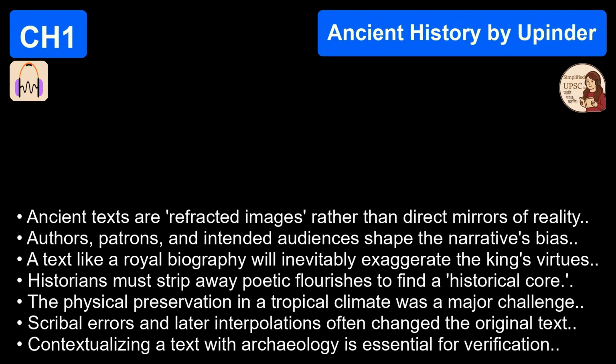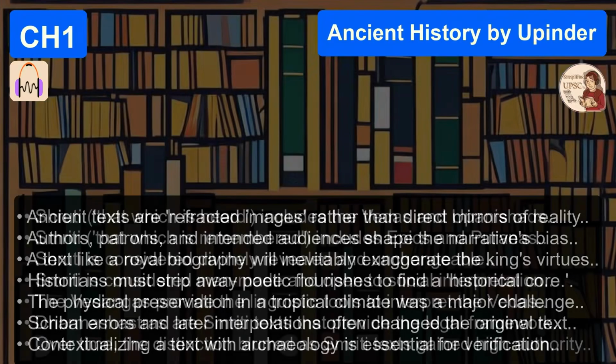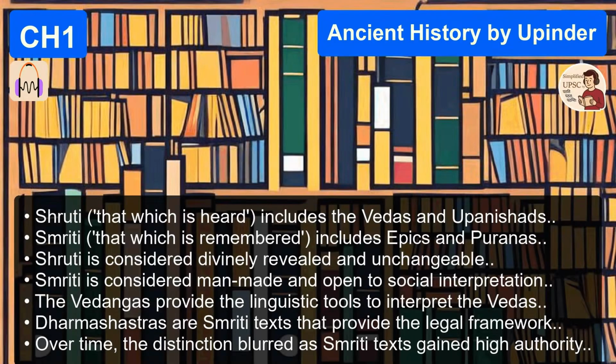That's a great distinction. Okay, let's move to the meat of the chapter, segment 2. Literary sources. The book calls this the textual lens. And I think the single most important takeaway here for any student of history is that ancient texts are not mirrors. Not mirrors. They do not reflect reality perfectly. They are, as the book says, refracted images.